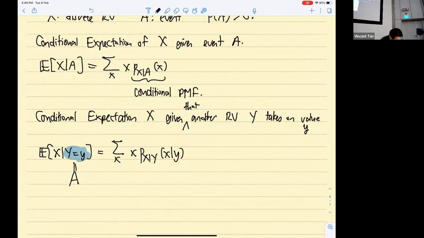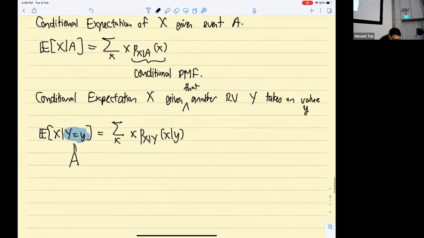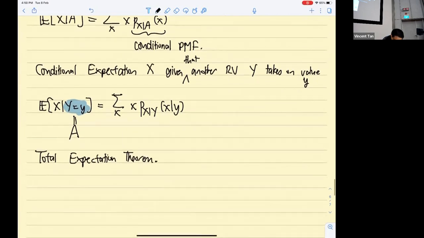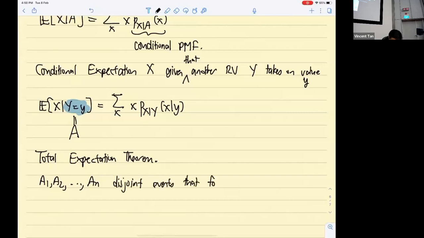Okay, we can also talk about the analog of the law of total probability or total probability theorem. This is called the total expectation theorem, if you wish. These two are called the total expectation theorems. So again, we have A1, A2, and so on. They are events, they are disjoint events that form a partition of the sample space.